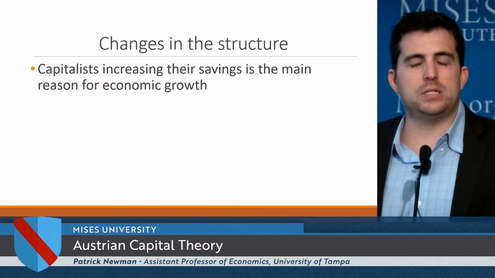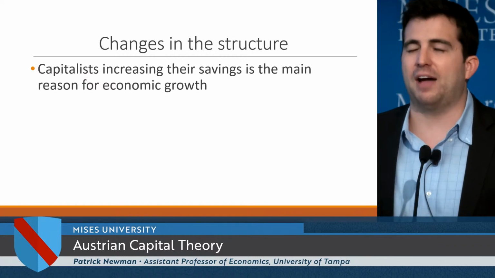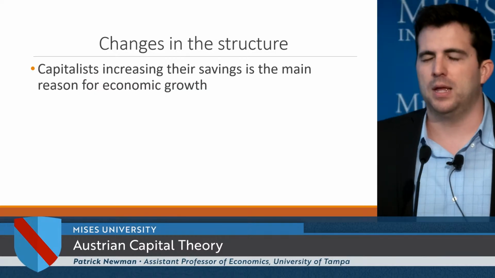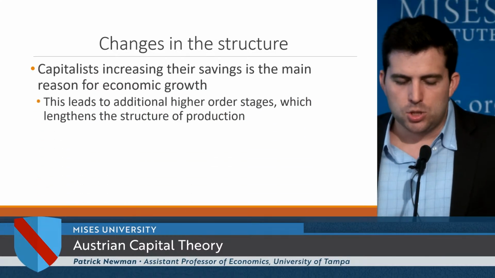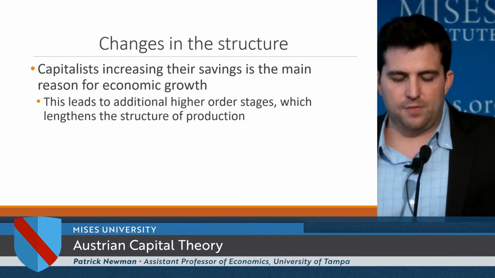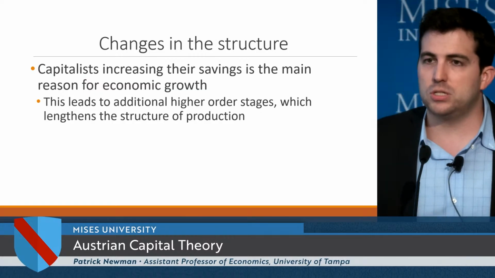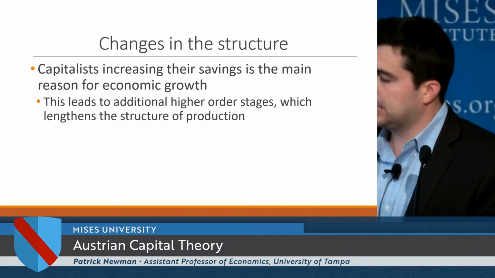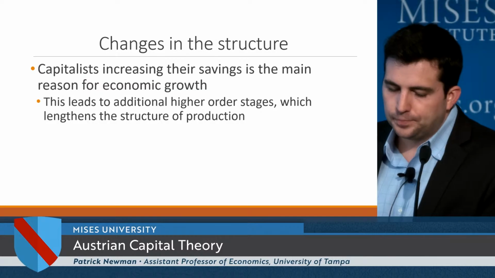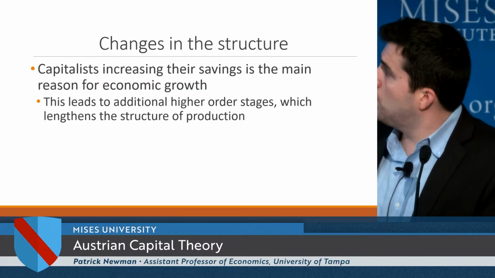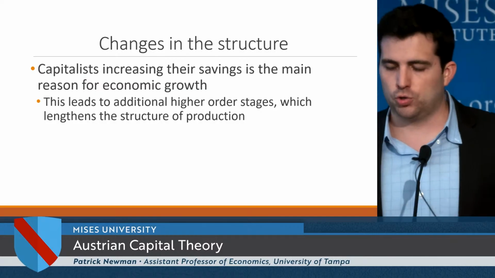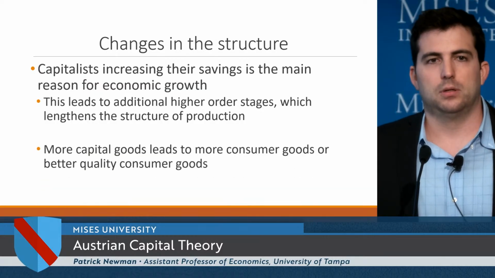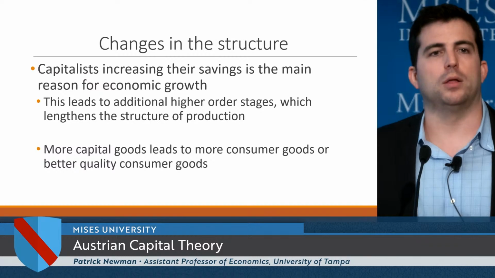So in order to have economic growth, you have to have capitalists save, right? And that could be ordinary people like ourselves, or it could be really rich billionaires. So as capitalists save, this leads to additional higher order stages, and that lengthens the structure of production. I want to show this on the next slide, okay? So creating more and more stages and having a longer structure of production, this is going to lead to more consumer goods, right? And this is going to lead to better quality consumer goods.